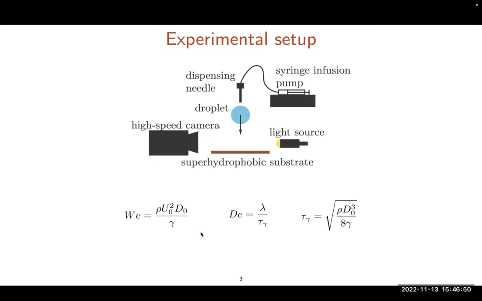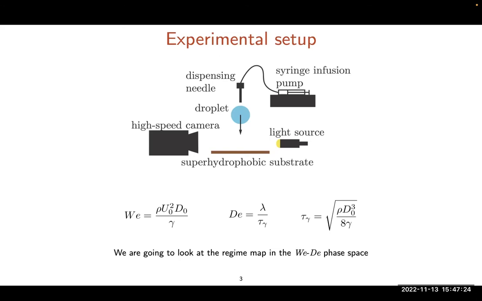The non-dimensional numbers of importance are the Weber number, which is the ratio of the inertial stresses to the capillary stresses, given in this form here, where U0 is the impact velocity, D0 is the droplet diameter, rho is the liquid density, and gamma is surface tension. And the Deborah number, which is the ratio of the relaxation time of the polymers to the characteristic time scale of the system itself, where lambda again is the relaxation time of the polymers, and tau gamma is the inertial capillary time scale given in this form here. And we're going to look at the regime map in this Weber-Deborah phase space.